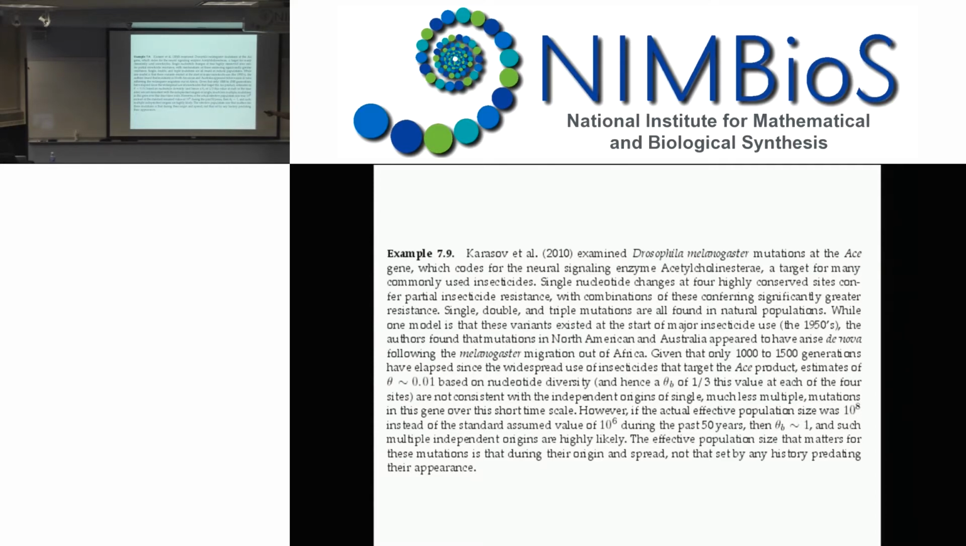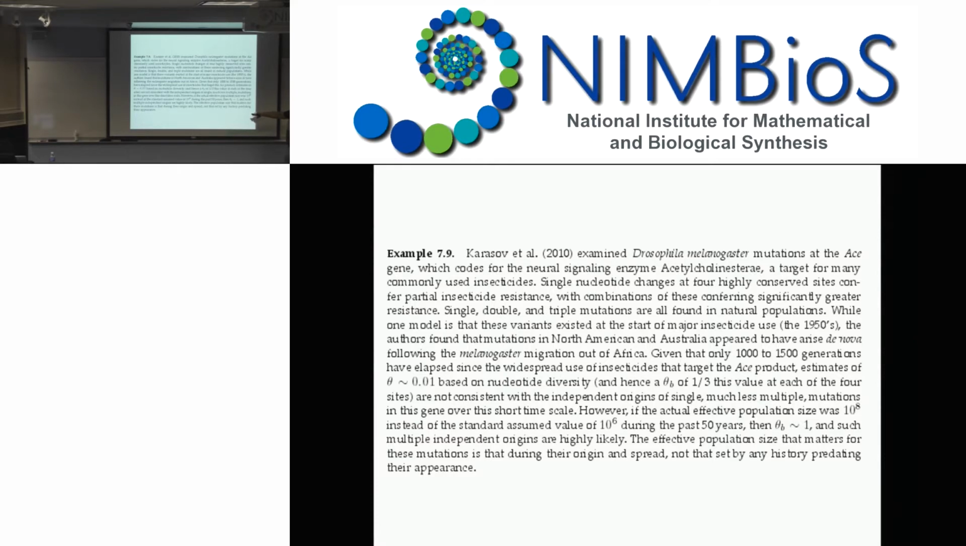The authors found that mutations in both North America and Australia had arisen de novo following the migration of melanogaster out of Africa. Remember, melanogaster is commensal. It followed humans out of Africa. Given that only about 1,000 generations have elapsed since this gene became a target, and estimates based upon nucleotide diversity give you a theta of about 0.01, that means a theta of about 1/3 of that. Why? Because only one of the 4 mutations can be consistent. Then you wouldn't expect to get these sequences that show 3 or 4 of these mutations.